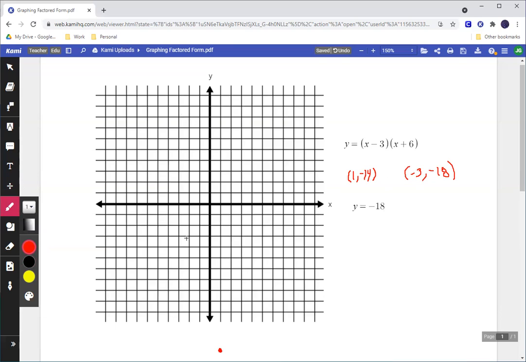You could make the entire graph just plugging in each different value for x and solving for y and calculating out, plotting those points. Like I said, it takes a long time, not very efficient.